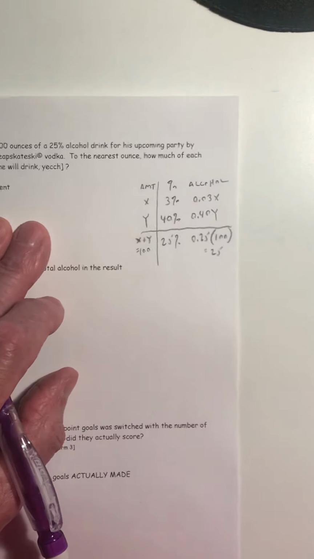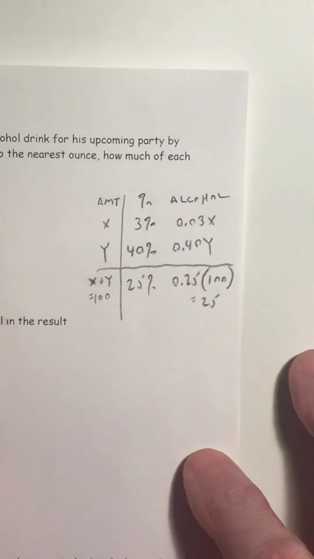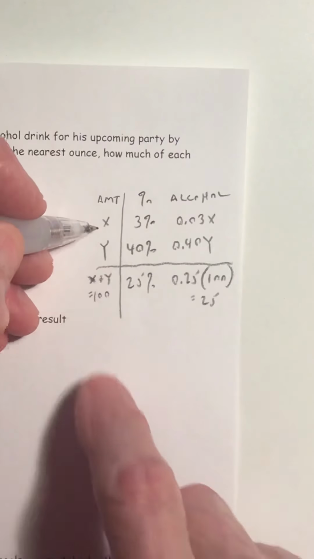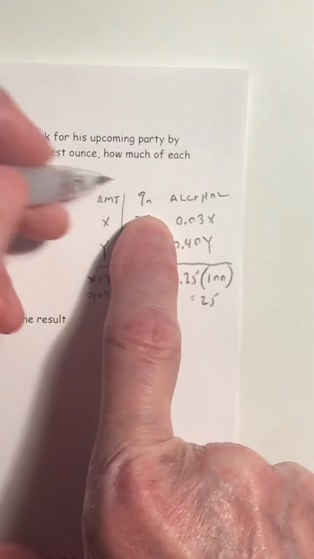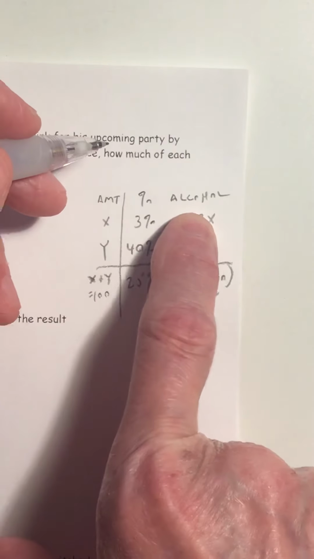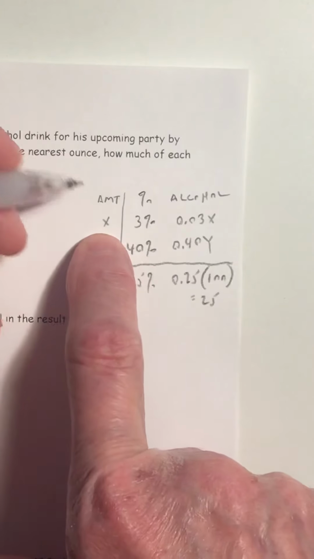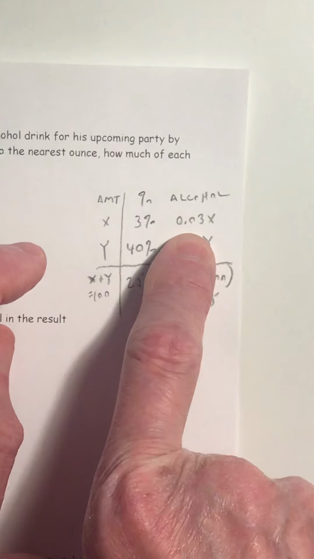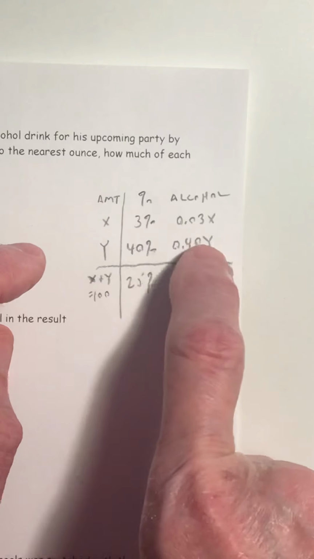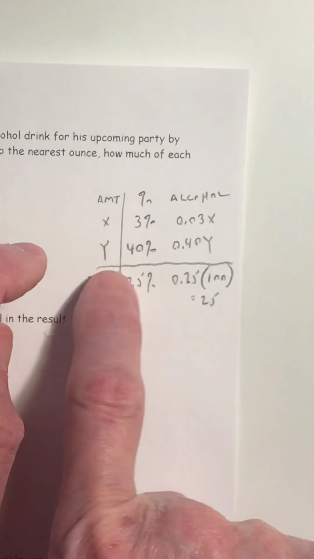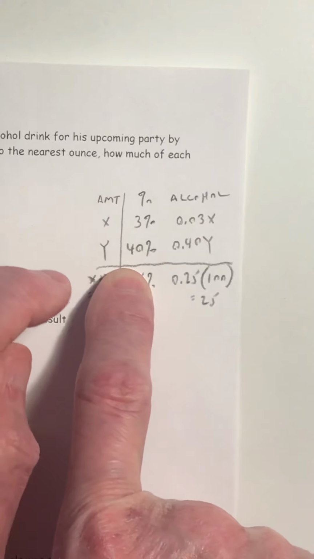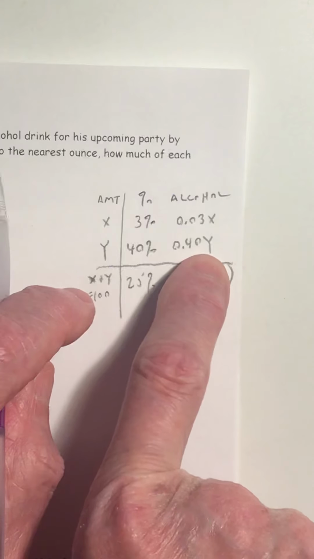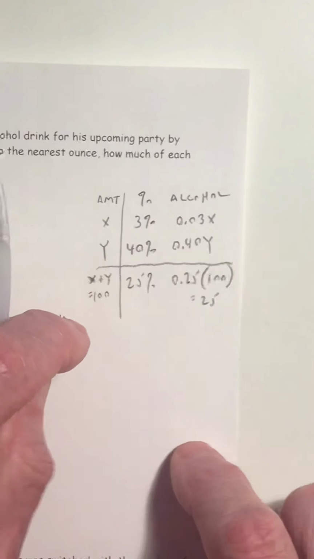If you want to see a table, like we did a few weeks ago, I guess maybe more than a month ago, we'd have the amount column, percent strength column, and then the amount of alcohol. X ounces at 3% would give 3% of those ounces as the amount of alcohol. Y ounces of the 40% vodka, 40% of that, or 0.40 Y, would be the number of ounces of alcohol present there.